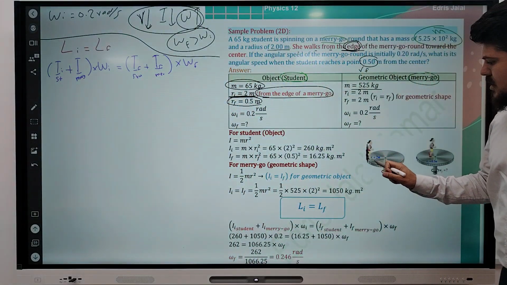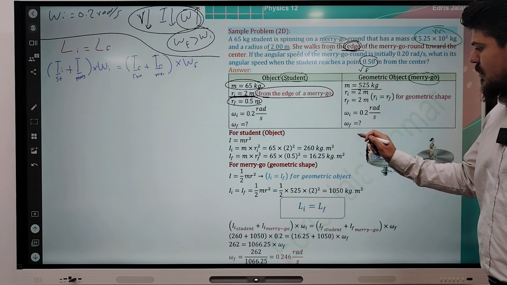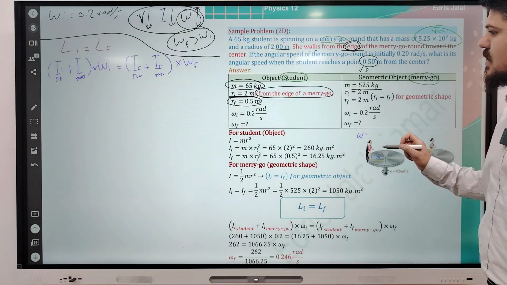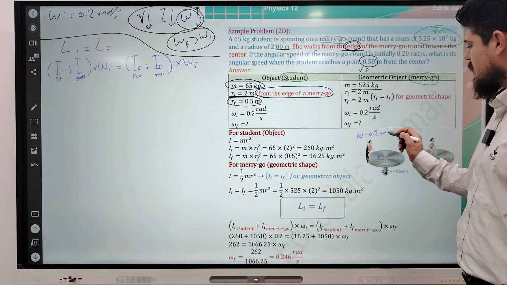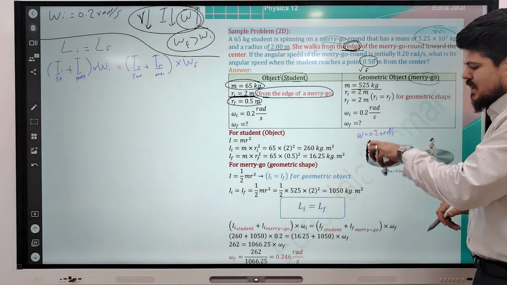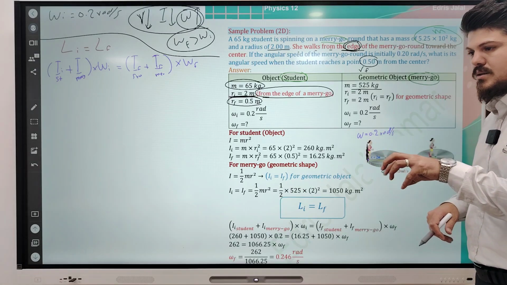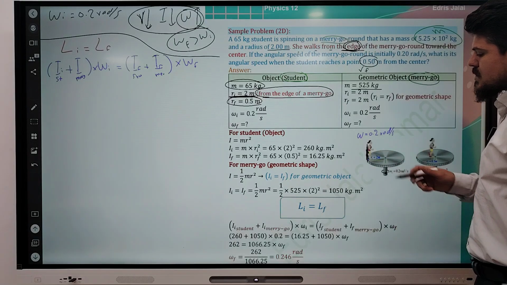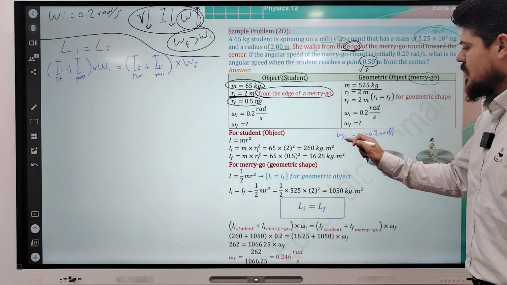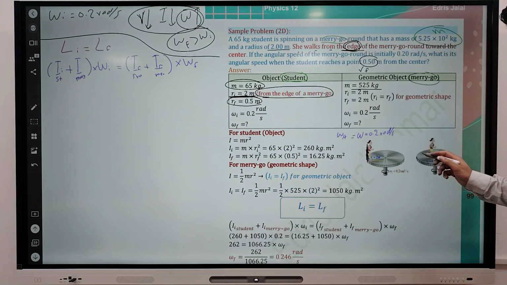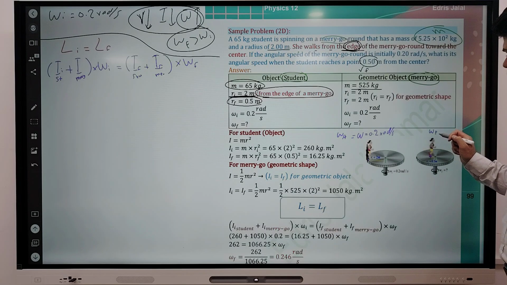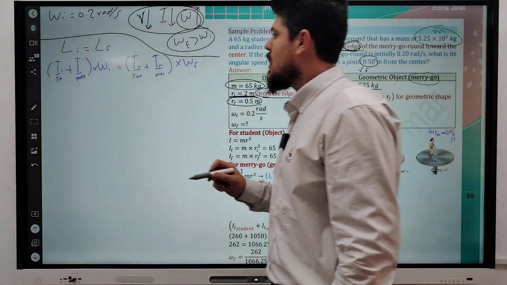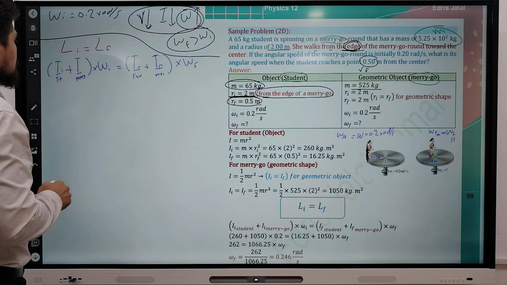Look, when the student is here at the edge of the merry-go-round, what is the value of the angular speed of the merry-go-round? The value of the angular speed of the merry-go-round is 0.2 radian per second. Because the student is on the rigid merry-go-round, every point on the rotating object has the same angular speed. So the angular speed of the student is also 0.2 radian per second. When the student reaches near the axis of rotation, omega final for the merry-go-round is equal to omega final for the student. So that is why we have to write down the omega final outside of the bracket.